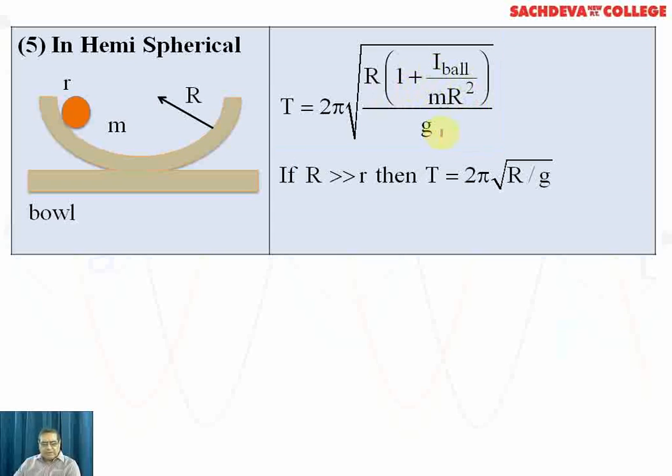But the radius of the hemispherical shell or the bowl is much greater than r. So we assume that the term 1 plus I ball divided by m r square is neglected. So we come to the formula 2 pi under root R over g, because small r is very small, or capital R is much larger as compared to r. It means that the term I ball divided by m r square is neglected, and the net formula will become 2 pi root R over g.